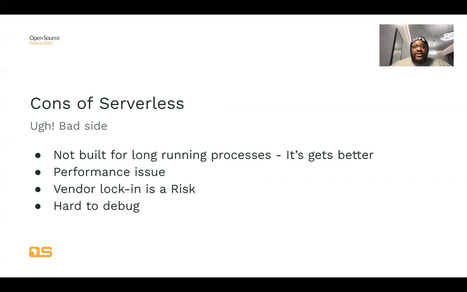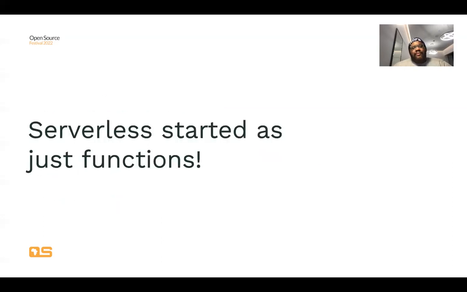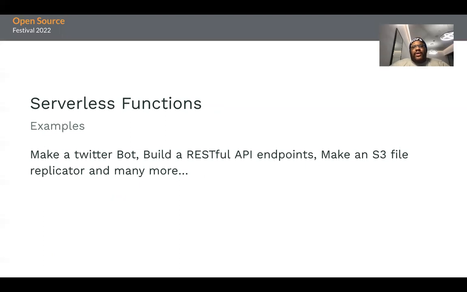And then it's hard to debug, because when you deploy it, it is automatically very hard to detect where the error is coming from. There are great tools out there that can help you debug, but it's still a pain, even up to today. The concept of serverless started as just functions. When you think about functions, it's about writing a tiny piece of code and then deploying it straight to the cloud. Those functions could be like making a Twitter bot, a RESTful API, or even an S3 replicator. Basically, think of it as different microservices working together.